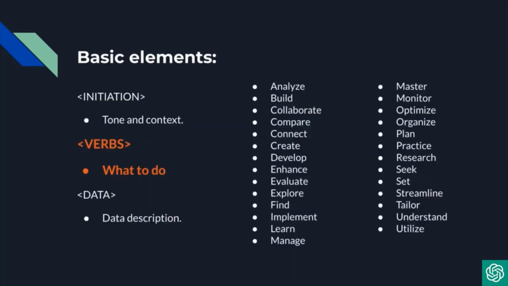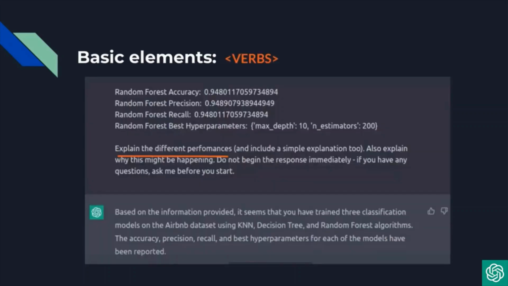Next are the verbs. These are the actions you want the model to take, such as analyzing, connecting, creating, finding, mastering, etc. Here, I asked ChatGPT to explain something to me. The verb being explain. An important thing to note in this prompt is the last sentence I used. Do not begin the response immediately. If you have any questions, ask me before you start. We will discuss the importance of this later, but for now, please keep this in mind.